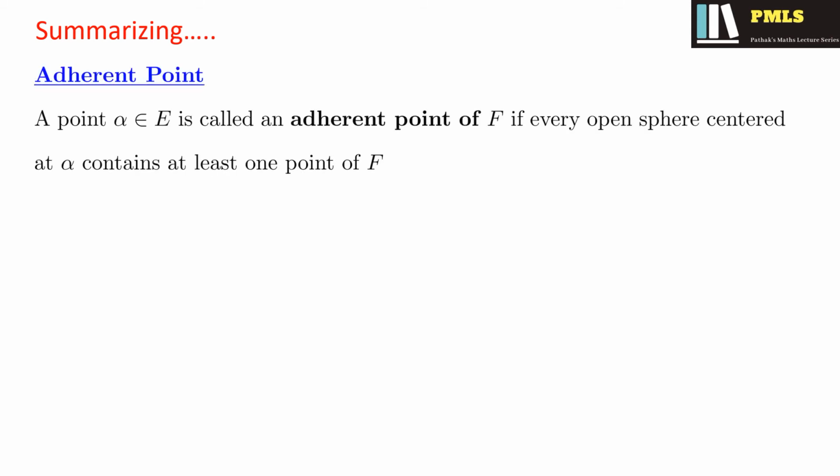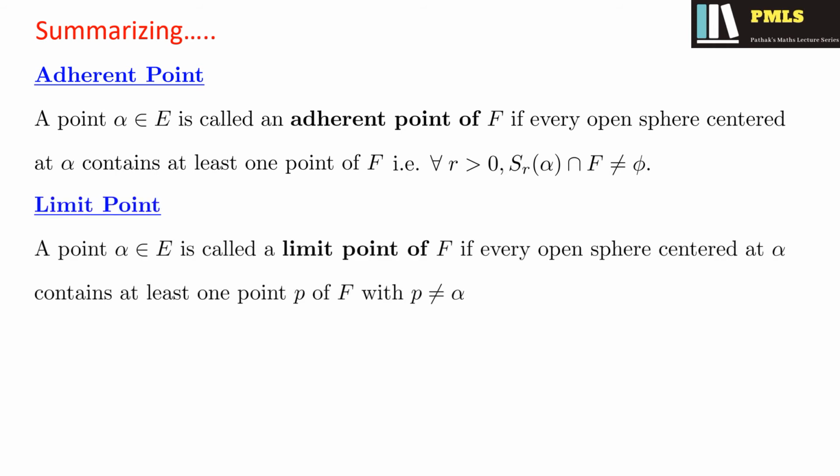We now recapitulate what we have studied. As far as adherent point is concerned, we are saying that a point alpha in E is called an adherent point of F if every open sphere centered at alpha contains at least one point of F. That is, for all r greater than 0, S_r(alpha) intersection F is not equal to phi, means it is not empty. The limit point is defined as a point alpha in E called a limit point of F if every open sphere centered at alpha contains at least one point P of F with P not equal to alpha. Equivalently, we can say that for all r greater than 0, the intersection of S_r(alpha) and F, difference the singleton containing alpha, is non-empty.